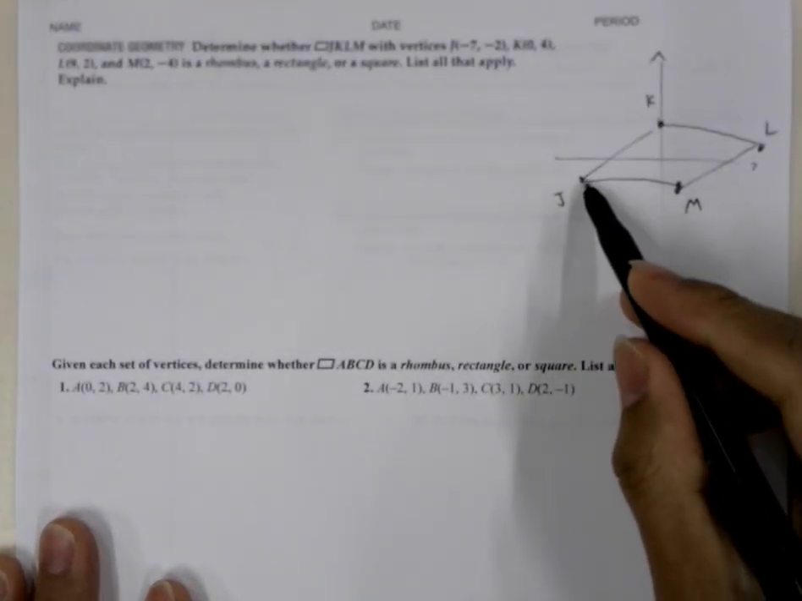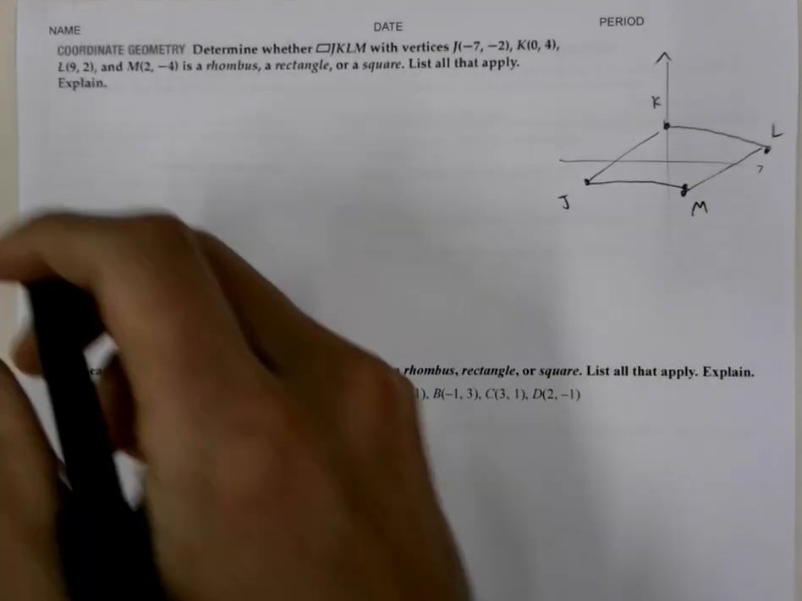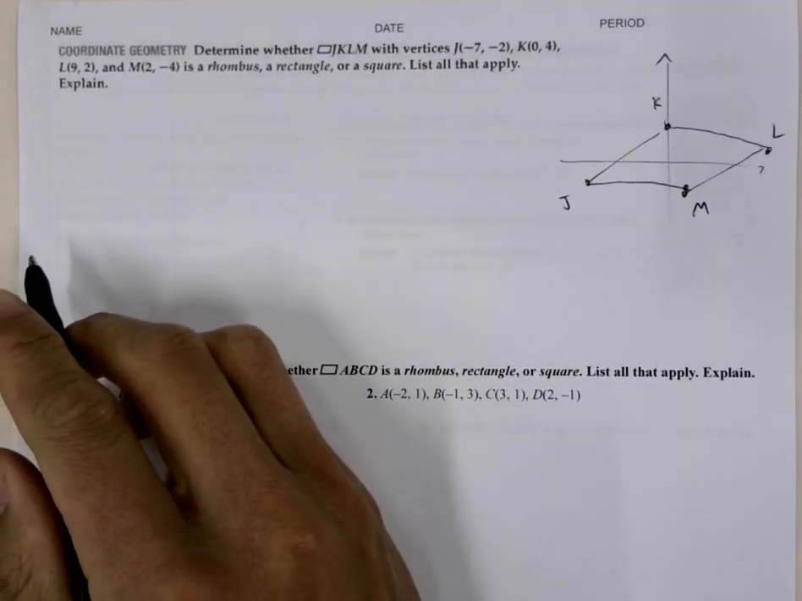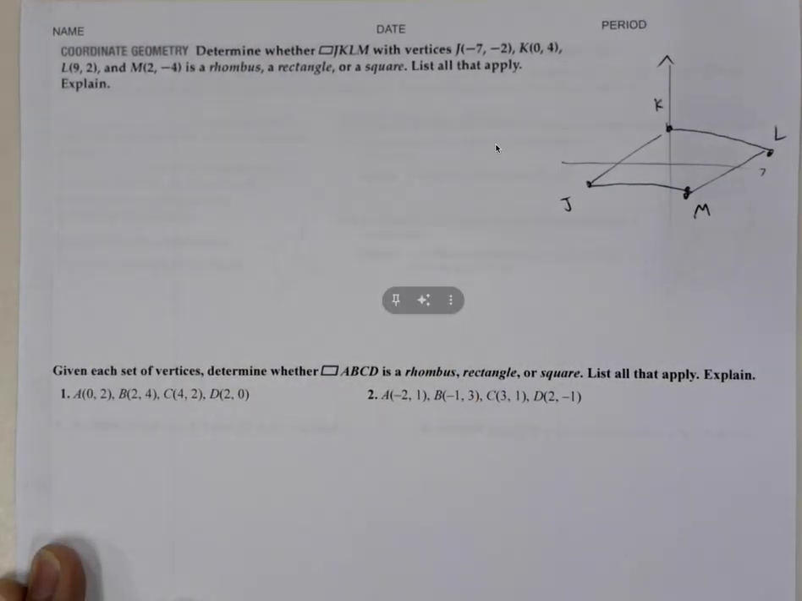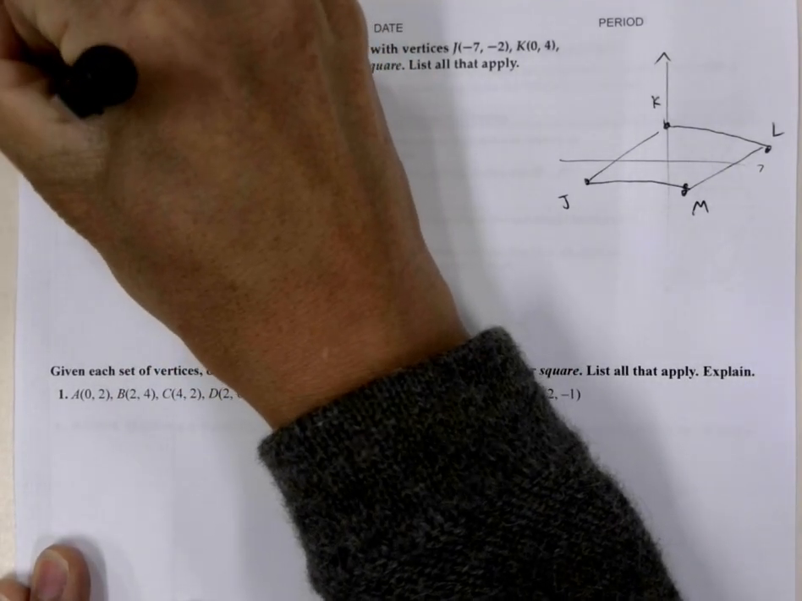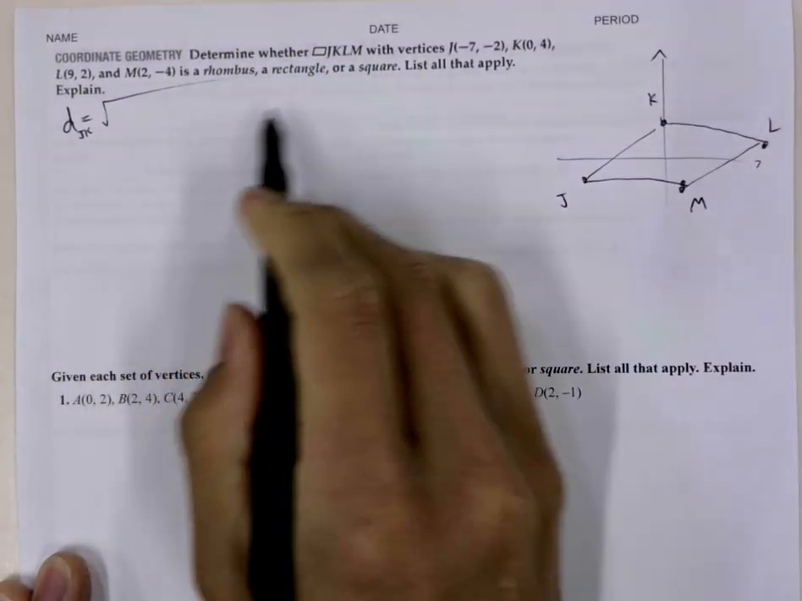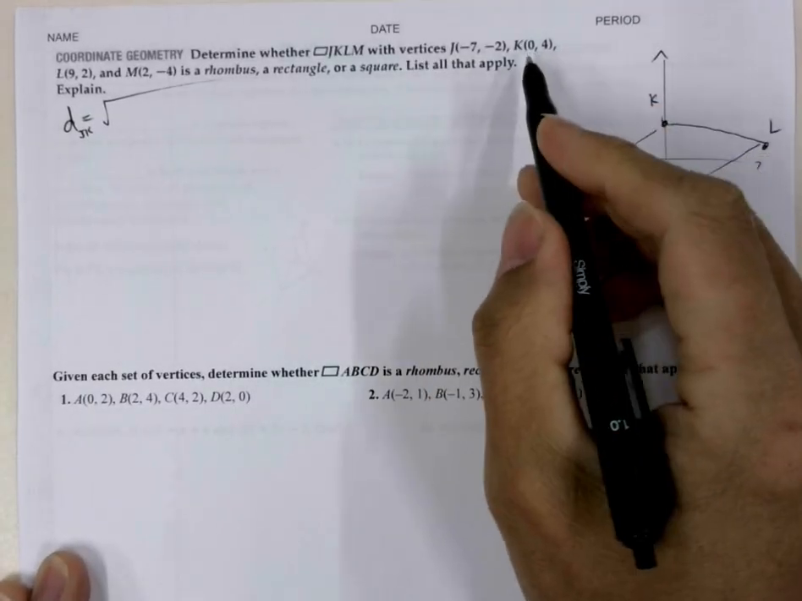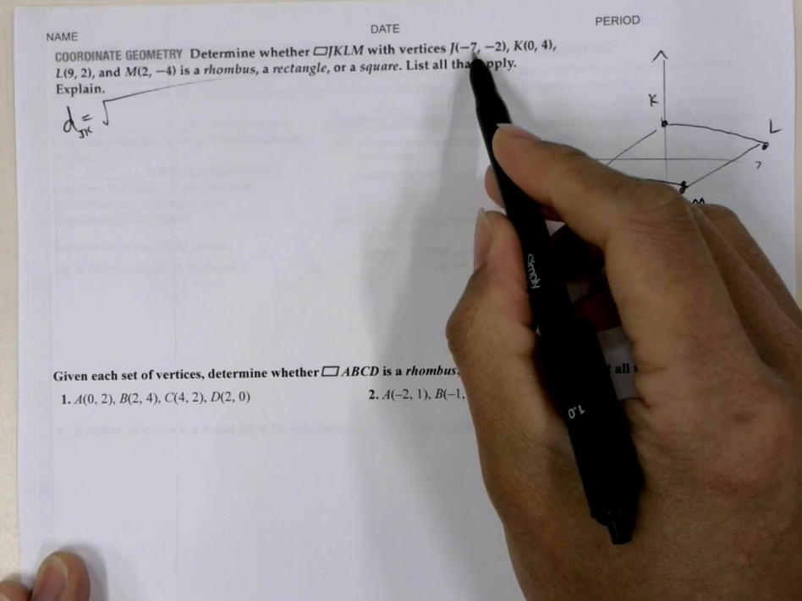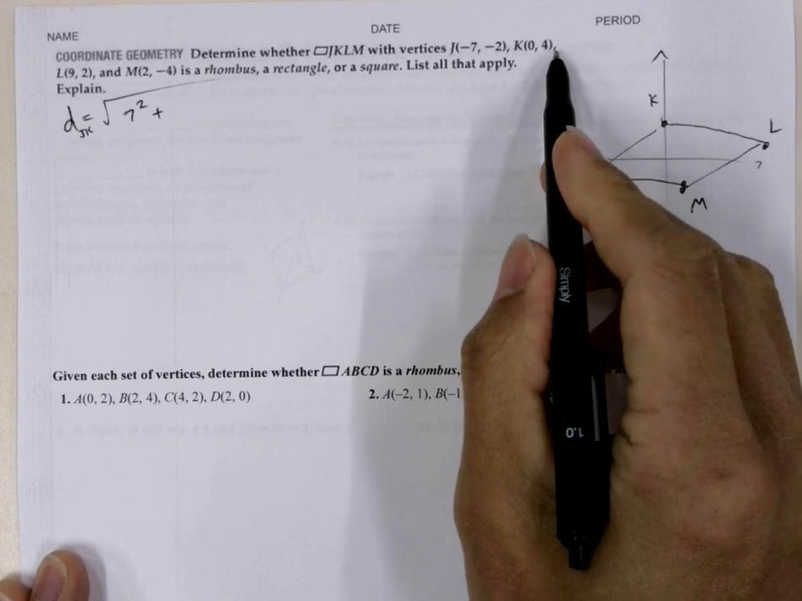Because we could just do the distance formula on JK and KL, and if those are congruent, then we're done. So let's go ahead and do that. It's the distance formula, your favorite, I'm sure. So the distance of JK is the square root of, it's going to be x2 minus x1, so 7 squared, plus y2 minus y1.